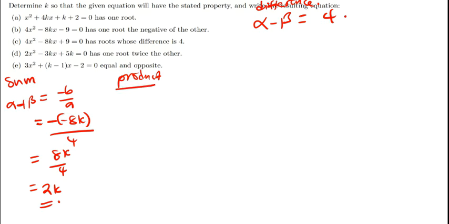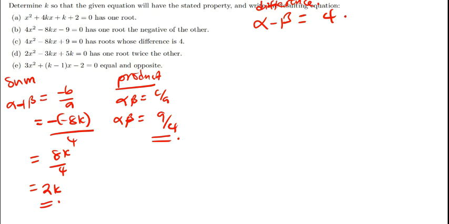How do we find the product? Alpha times beta is c over a. What is my c? My c is 9, divided by 4. So alpha times beta is 9 over 4. That is the product.